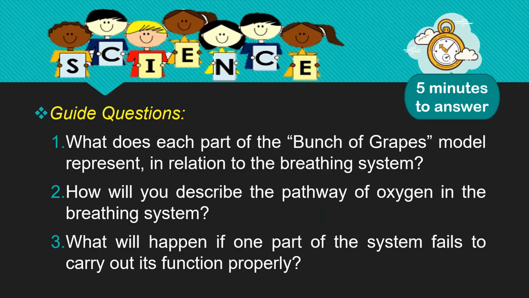Next, answer the following guide questions. Number 1. What does each part of the bunch of grapes model represent in relation to the breathing system? Number 2. How will you describe the pathway of oxygen in the breathing system? Number 3. What will happen if one part of the system fails to carry out its function properly? Still, I'll be giving you 5 minutes to answer, so please pause this video for a while.